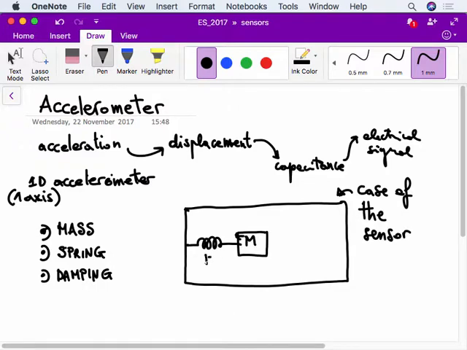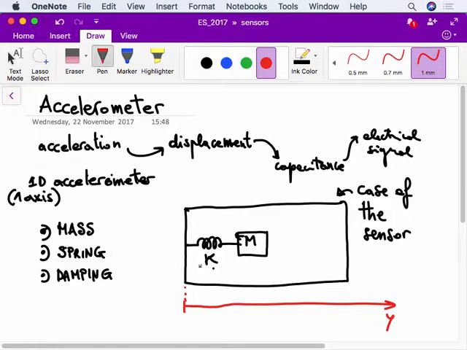So the spring has an elastic constant K, and of course let's assume that movement can only occur along the horizontal direction. So Y is the position of the case with respect to the horizontal axis, and okay, we also need a damping term. So the damping term is some mechanism which damps the oscillation so that it does not continue forever.